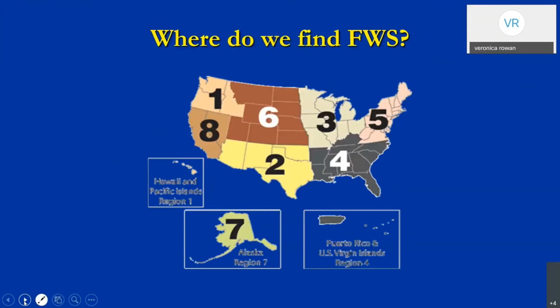So I just wanted to bring us back for a little context and show you where the Fish and Wildlife Service is. Basically, they're everywhere in the United States. One of the things that I wanted to point out was I know this box right here is not very legible. That is the Pacific and Hawaiian Islands. That is part of region, well, what we think is region 1 of the Fish and Wildlife Service, and Alaska is its own region, and Puerto Rico, I believe, is part of Region 4.